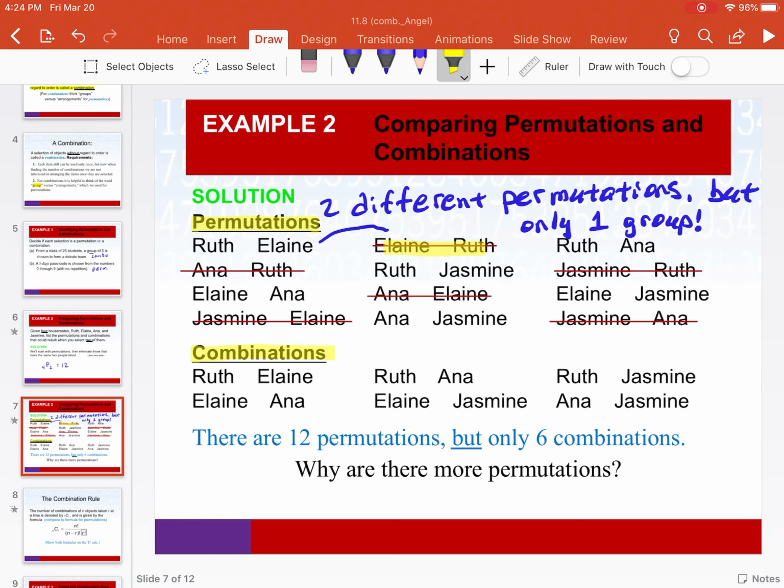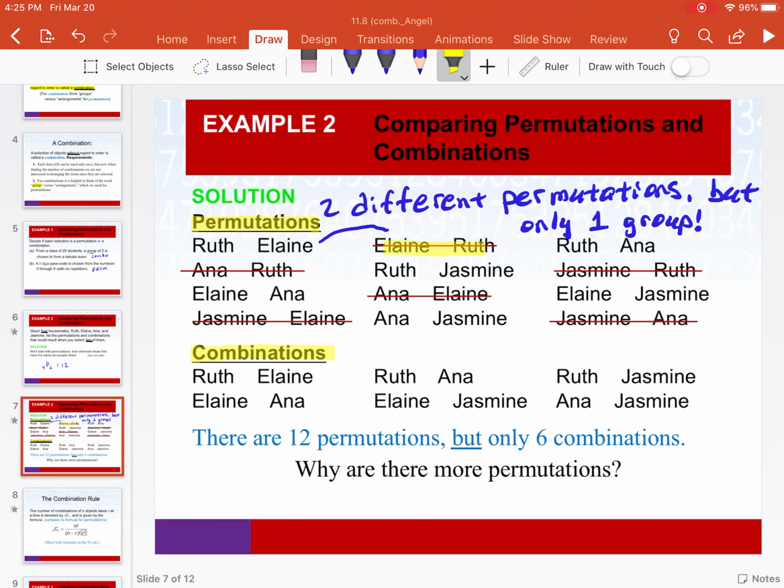There's always fewer combinations given the same numbers than permutations, because permutations would take Ruth and Elaine and look at both orderings, Ruth and Elaine, Elaine and Ruth, two different permutations, but that's only one combination. If you look through the combinations, there's 6 of them, and each of them has 2 arrangements, so there's your 12 permutations, but only 6 combinations. Okay? So no arranging, no ordering, just groups of 2, and there would be 6.